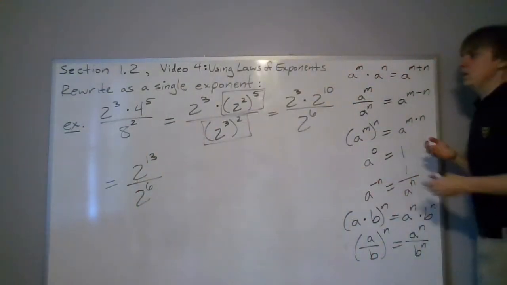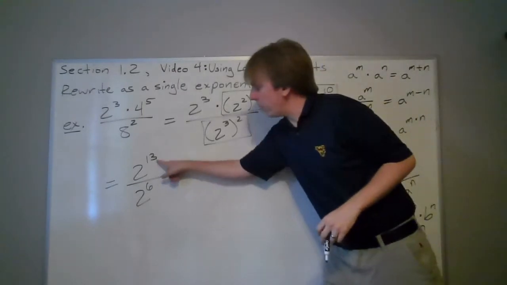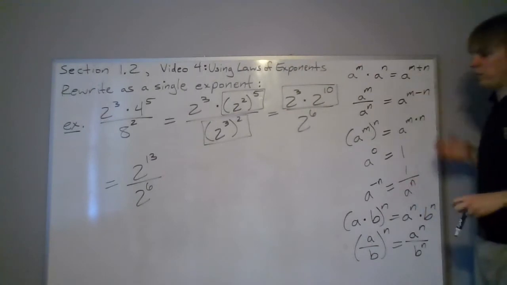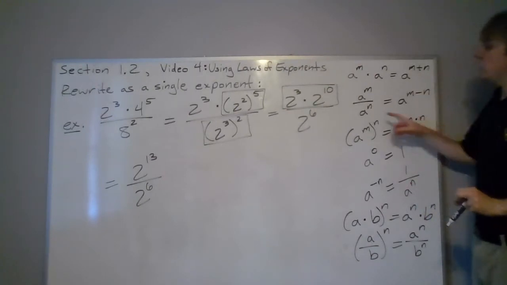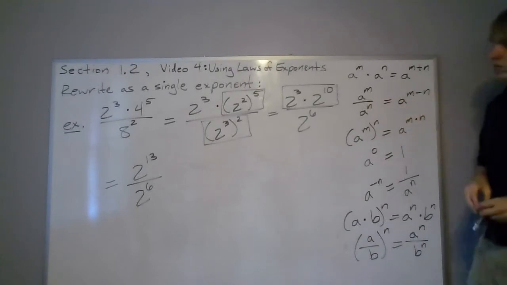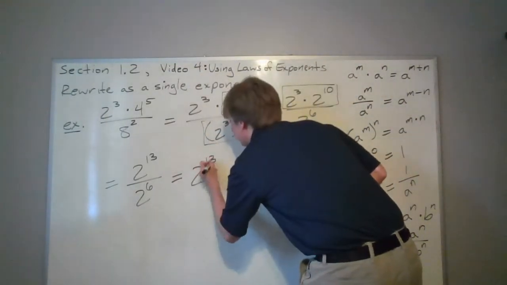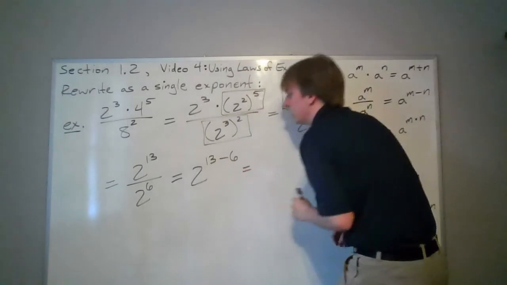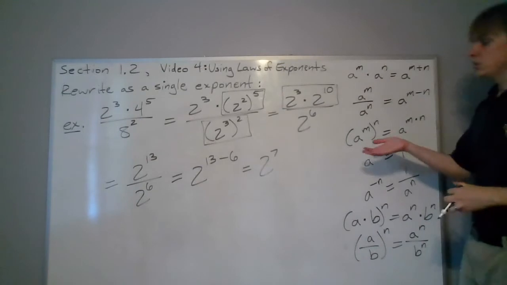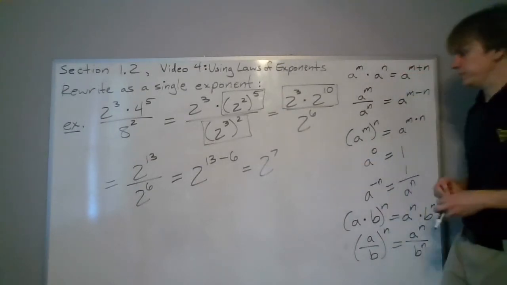And then again, what we have here is a power divided by a power with the same base. And so we look and see, do we have a power divided by a power with the same base? Yes, we do, right here. And so what we're supposed to do is subtract the two powers. So 13 minus 6 would be 7. And so our answer would be 2 to the 7th. It says rewrite as a single exponent. That's it as a single exponent.